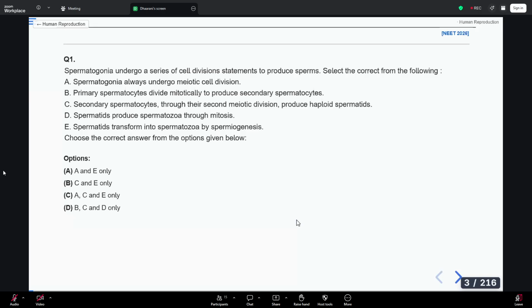What is spermatid and what is spermatozoa? Spermatozoa is sperm. Okay, then what is spermatid? Some difference is there, right? For a spermatozoa and for a spermatid. What is a spermatid and what is a spermatozoa?